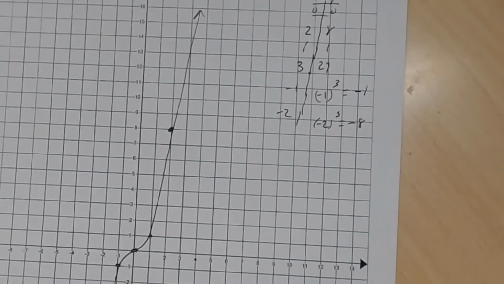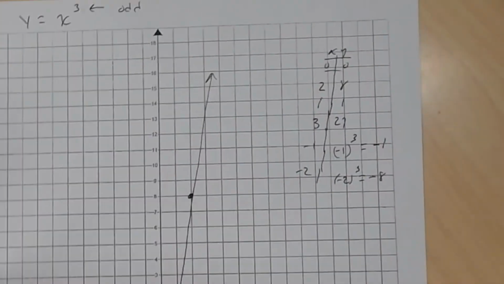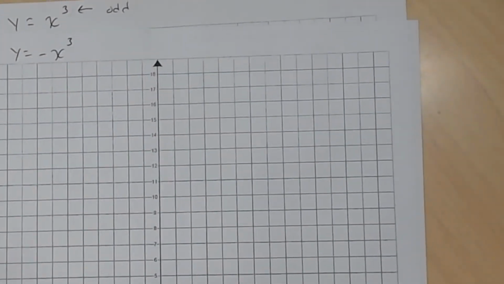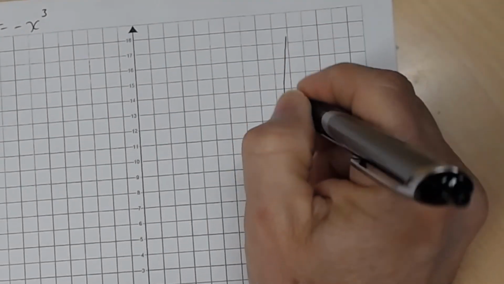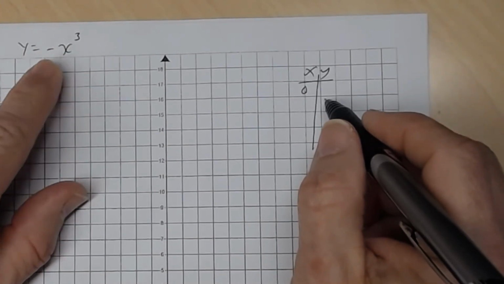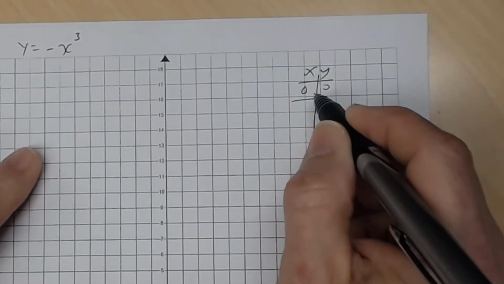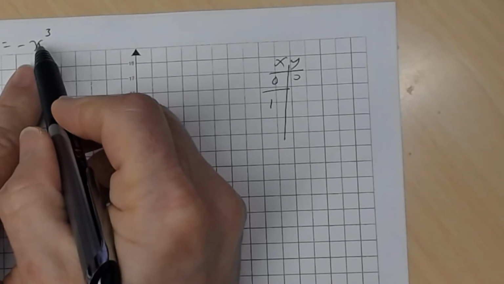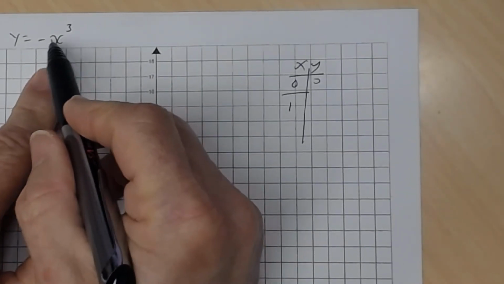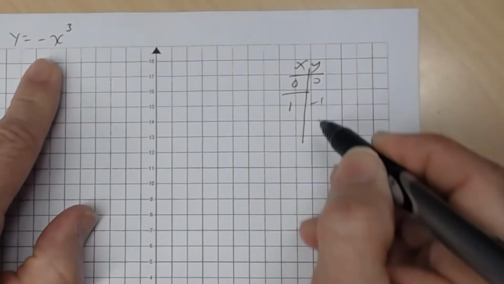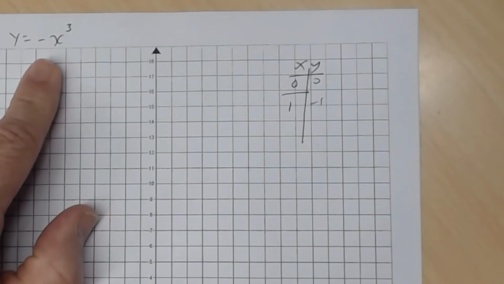Now let's look at y equals negative x cubed. Let's plot some points using the t-table. If x is 0, 0 cubed is 0, the opposite of 0 is still 0, so I plot (0, 0). If x is 1, you have to be careful: the only thing being cubed is x, not negative x. So 1 cubed is 1, and the opposite of 1 is negative 1. So (1, -1) is right here.